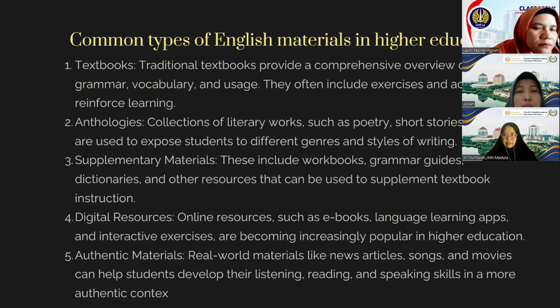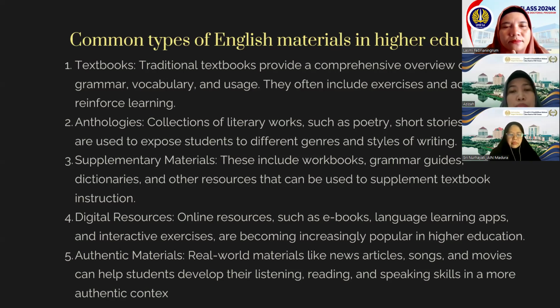A common type of English materials in higher education includes textbooks. Traditional textbooks provide a comprehensive overview of English grammar, vocabulary, and usage. They often include exercises and activities to reinforce learning. The second is anthologies. The collections of literary works such as poetry, short stories, or plays are used to expose students to different genres and styles of writing.